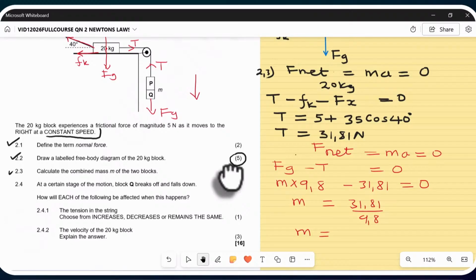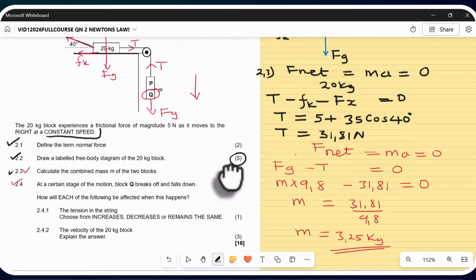Now 2.4, they say at a certain stage of motion, block Q breaks up and falls down. This Q here falls down. How would each of the following be affected when this happens? The tension of the string: decrease or remain the same. Because we are decreasing the pulling force, which is governed by the mass, and now the mass decreases because Q is breaking off. So if the Fg decreases, then the tension is going to decrease. So the tension decreases.